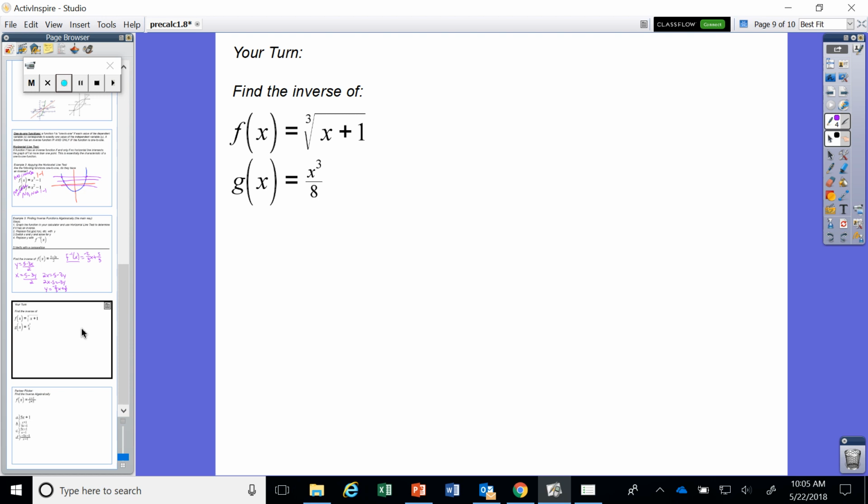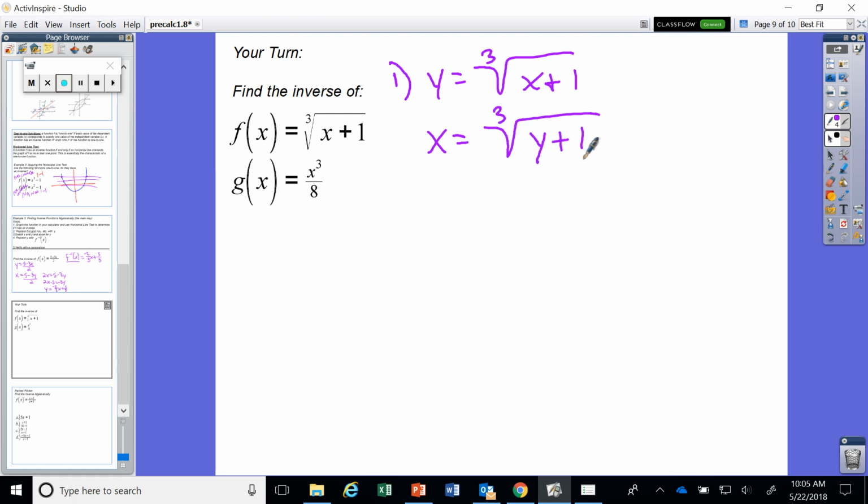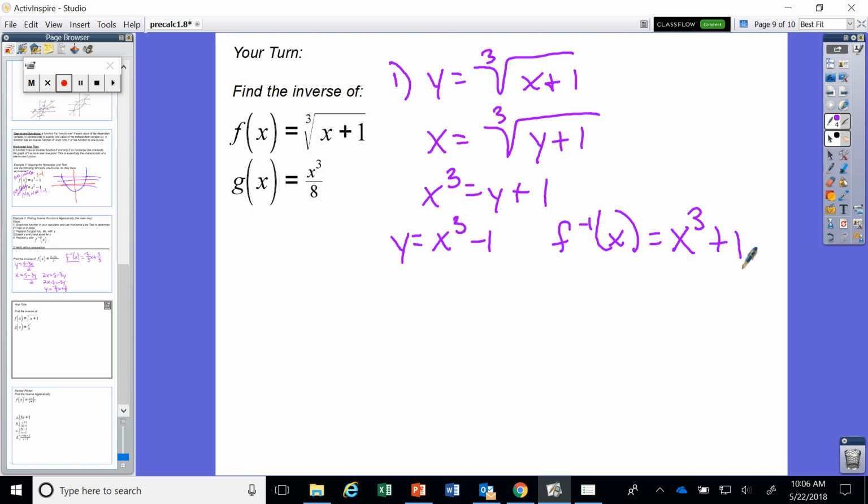So step number 1 for the first one. All right, we're going to replace f of x with y, the cube root of x plus 1. Swap out the x and the y's. Now our goal is to resolve for y. We're going to have to cube both sides. And then lastly, we get x cubed minus 1 is what y is equal to. We want to finish it off with an inverse function of x cubed plus 1 in this example. Or x cubed minus 1, excuse me. Let me erase this here. x cubed minus 1 here.